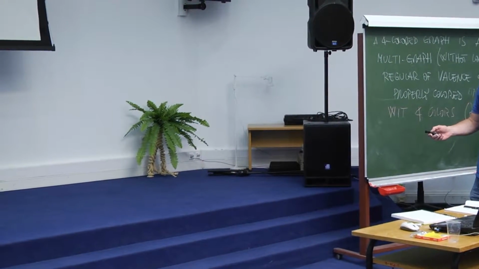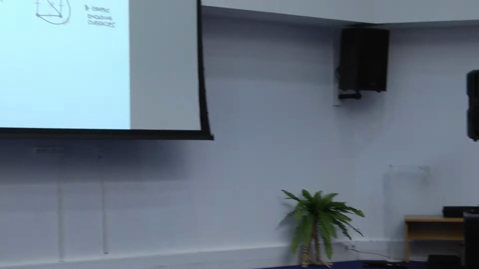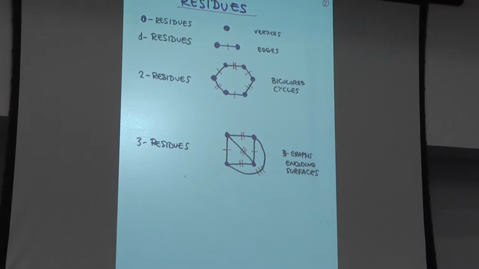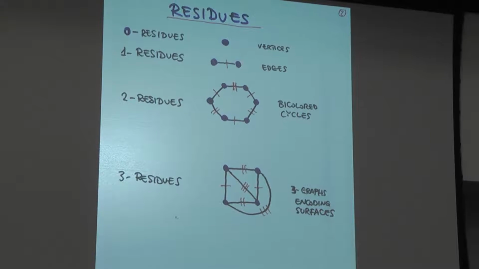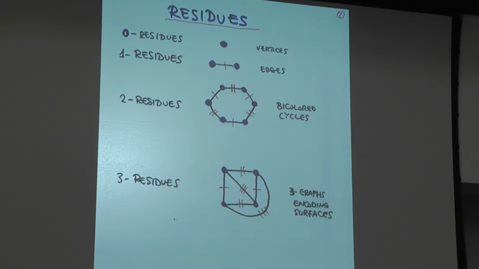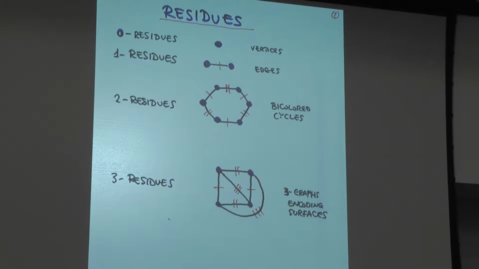Okay, the important thing in four-colored graph theory are residues. What is a residue? It is just a subgraph spanned by some of the four colors fixed. For example, zero residue: there are no colors, so no edges, only vertices, but not very interesting. One residue: you choose a color, so it's edges of a certain color, so one residues are edges. But the interesting residues are two residues and three residues.